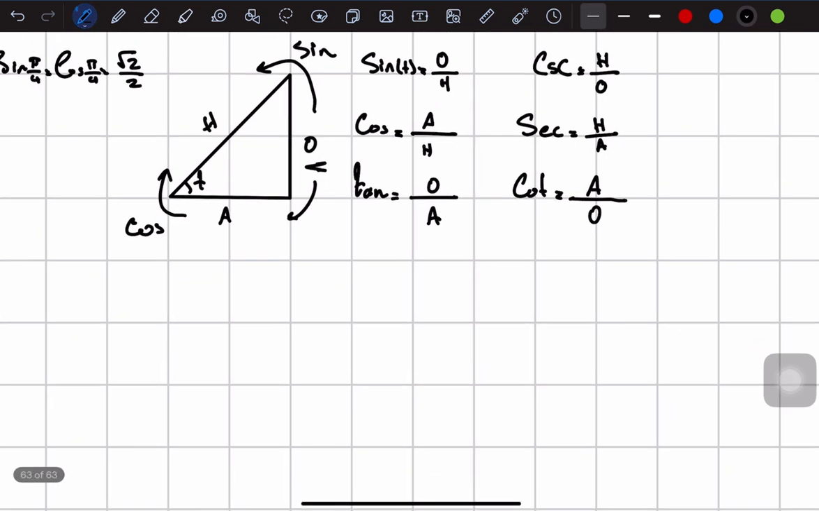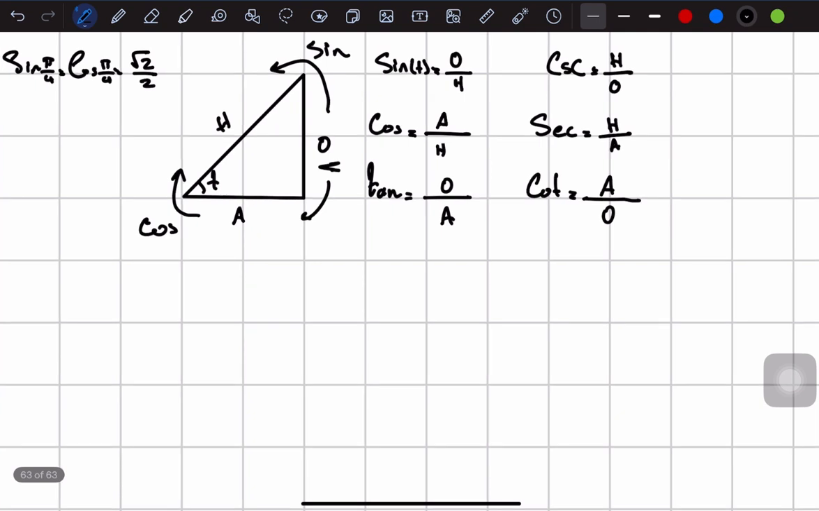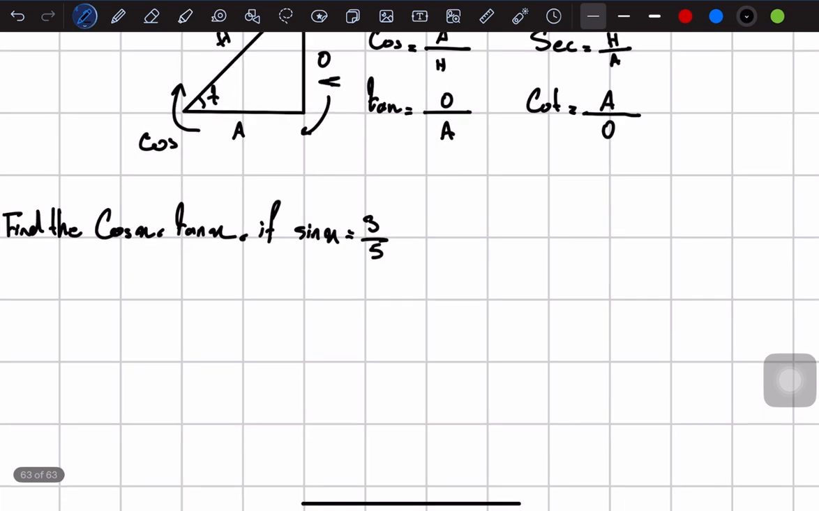For example, there is a question that's saying, let's say, find the cosine of x, tangent of x, if sine of x is equal to 3 over 5. I want you guys to think about it. How should we approach this problem? First, we draw a triangle like this.